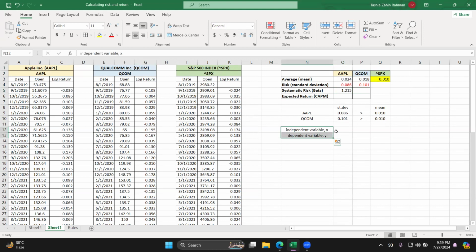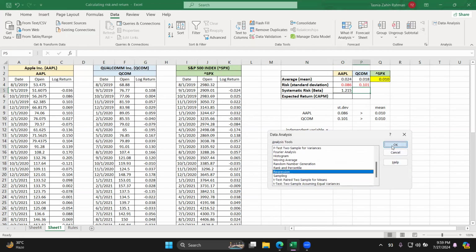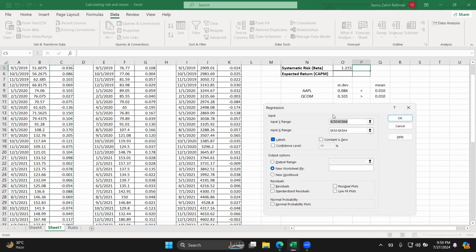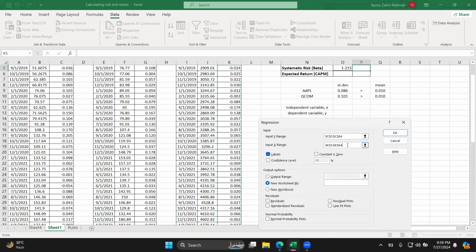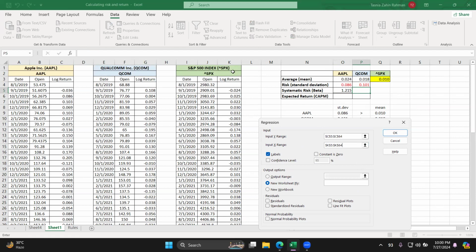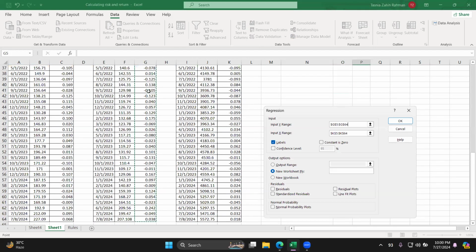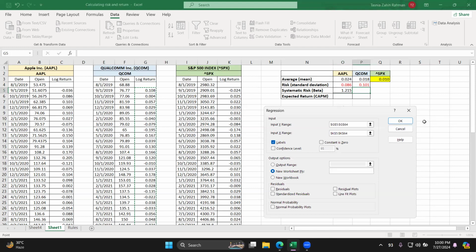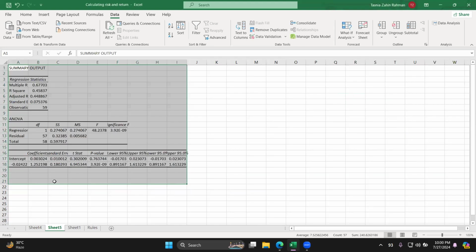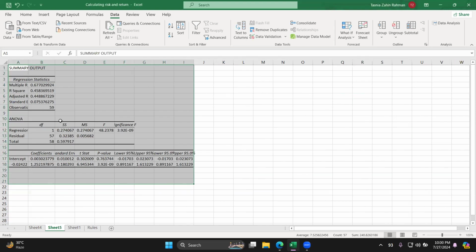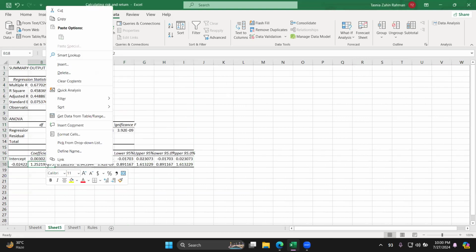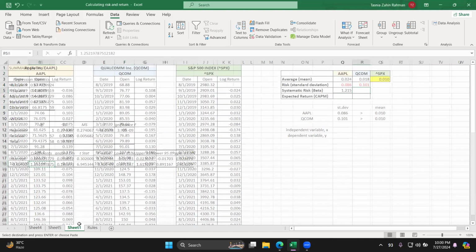Now let's do the same thing for QCOM. Data analysis, regression, okay. X remains the same because it is the independent variable, our index. Y is our dependent variable. This will be QCOM here. Labels are ticked on. Okay. And here we can see it is our beta.